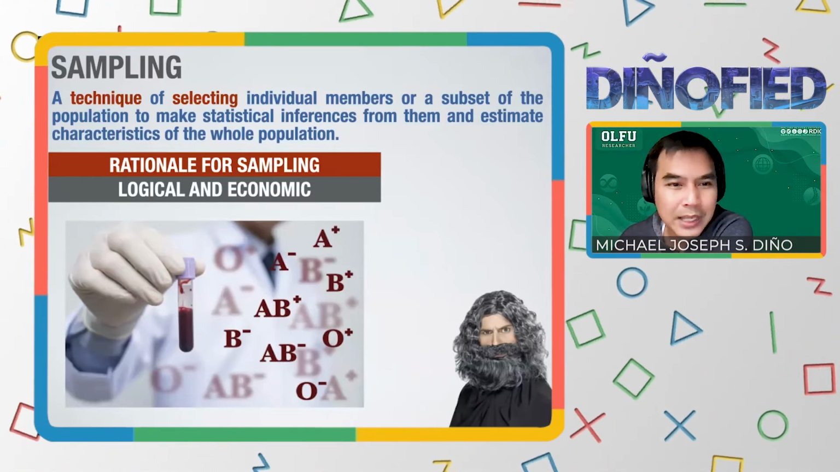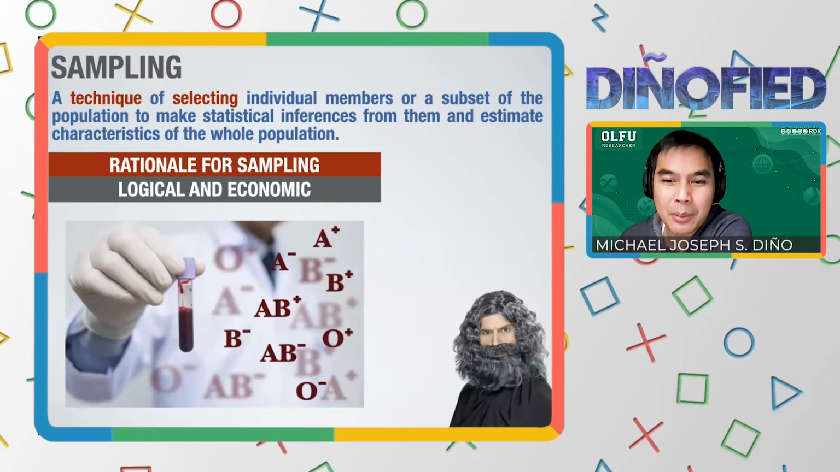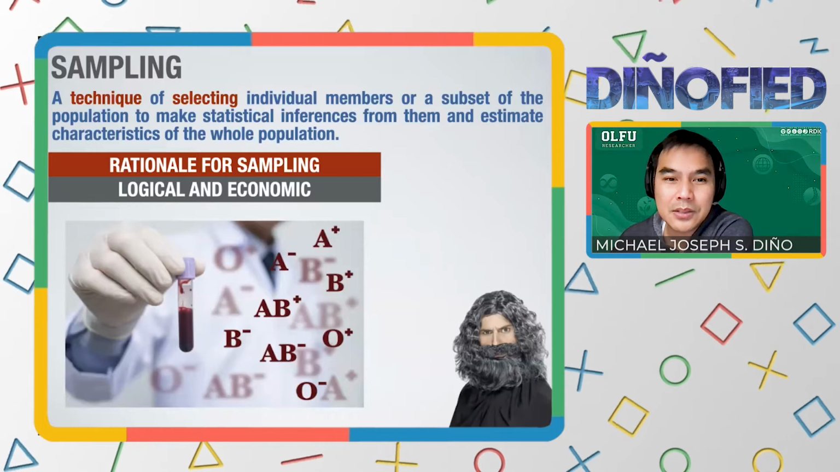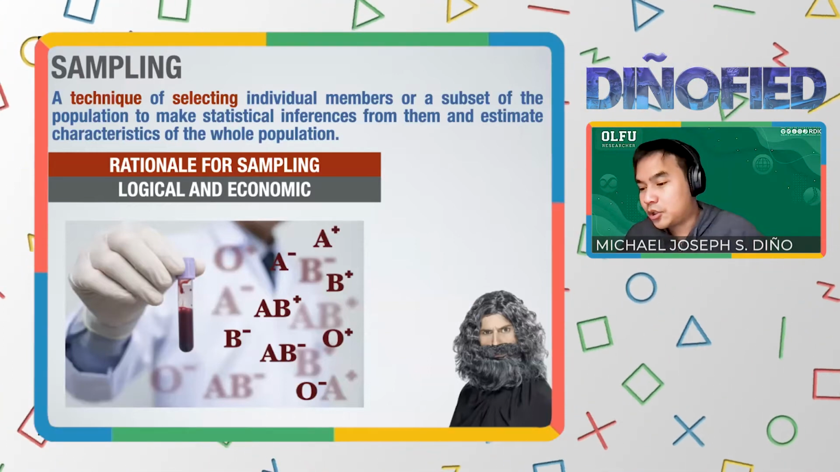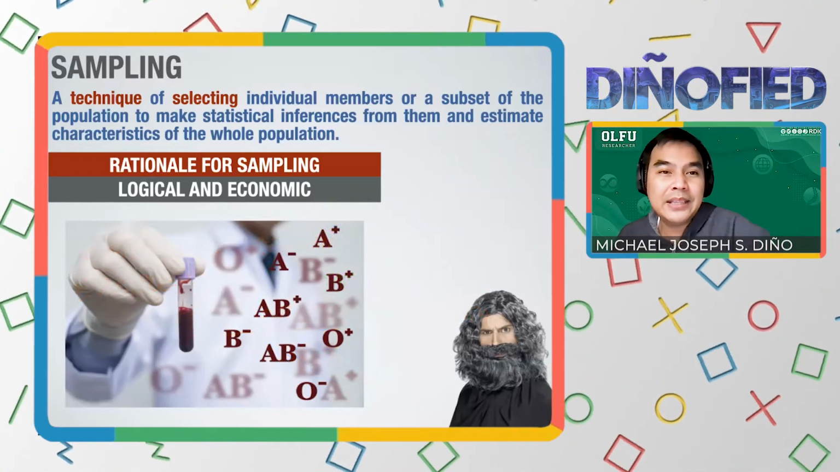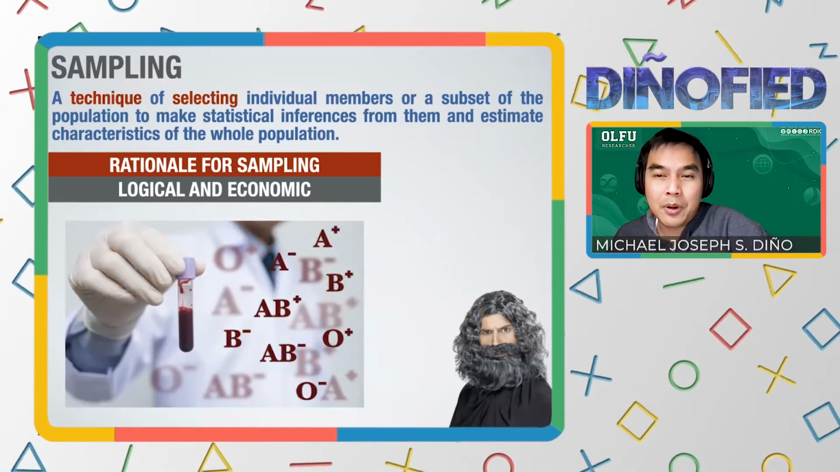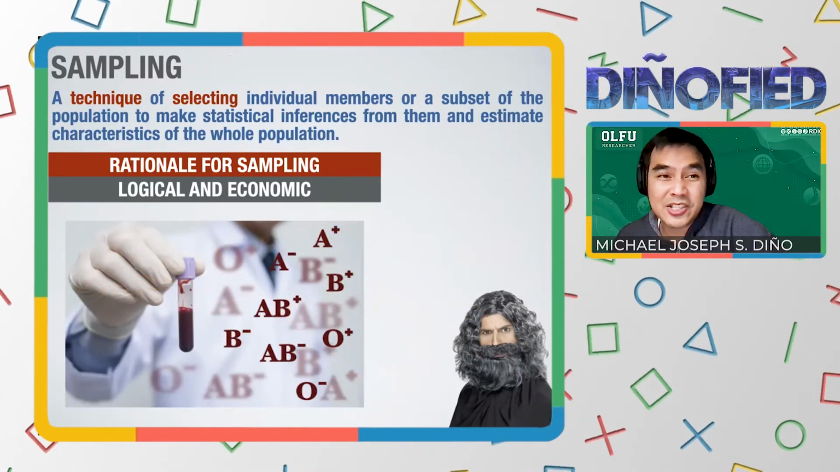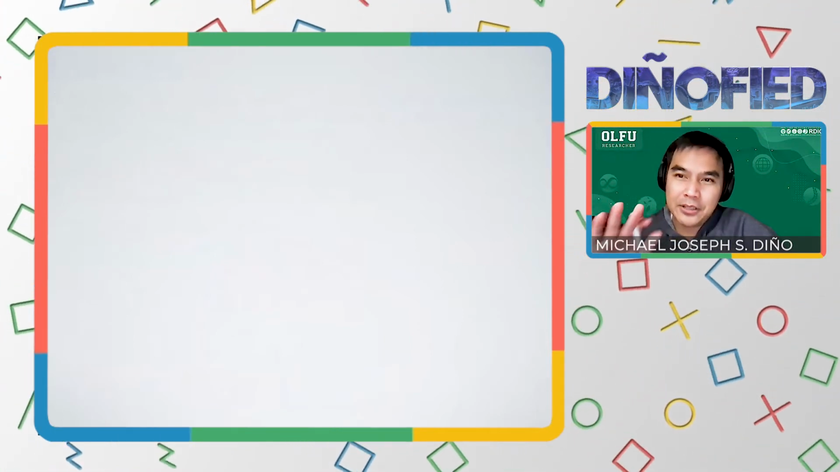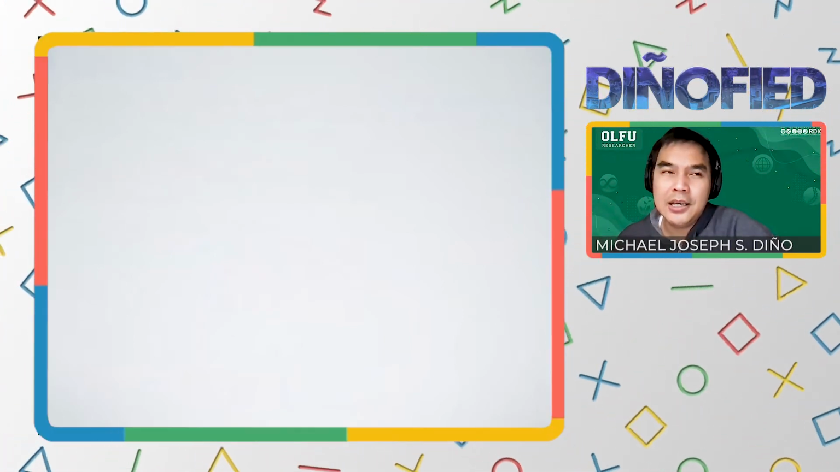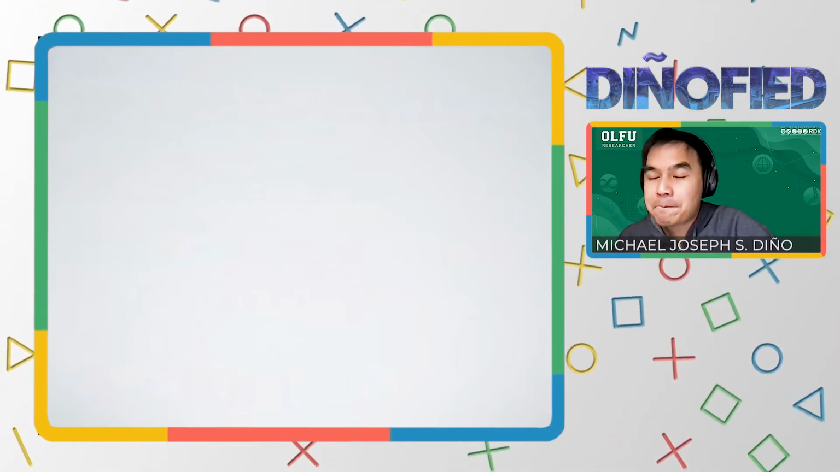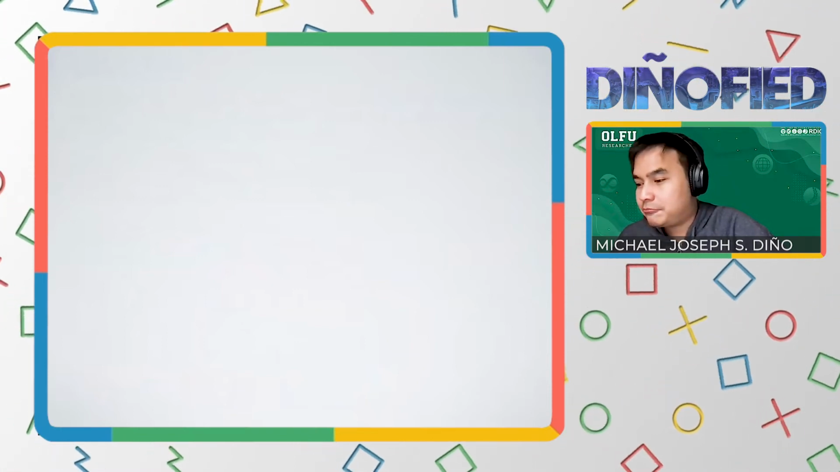So yung sampling, para din ganyan yun. You don't need to extract the whole blood of a person for you to identify the type. No? So you can only get a portion of that blood sample. And the process of identifying the members of the population who will be participating in your study, we call that the process of sampling. Okay? So for you to be able to understand that more clearly, I created this animation. Okay.